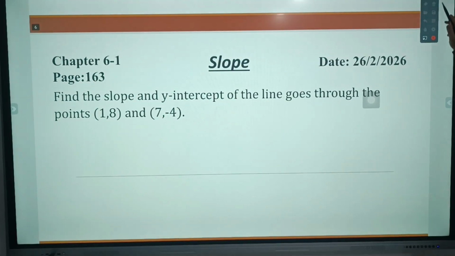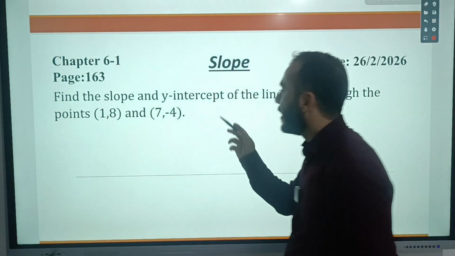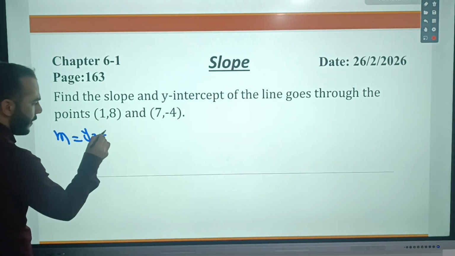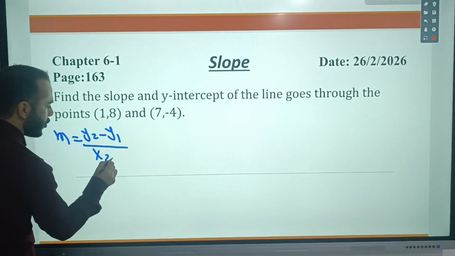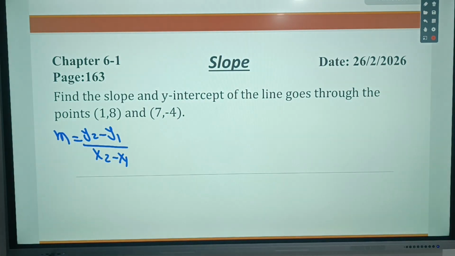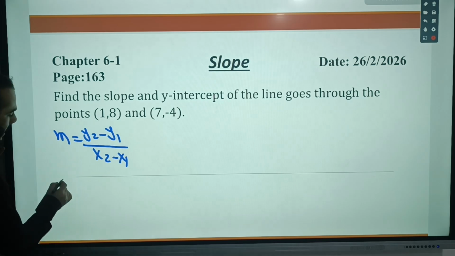Okay, last question regarding this type of question. Again, 2 points are given. So m would be y2 minus y1 over x2 minus x1. All right. So stop the video and try to solve it by yourself before I do it. Perfect. Let's just do it.